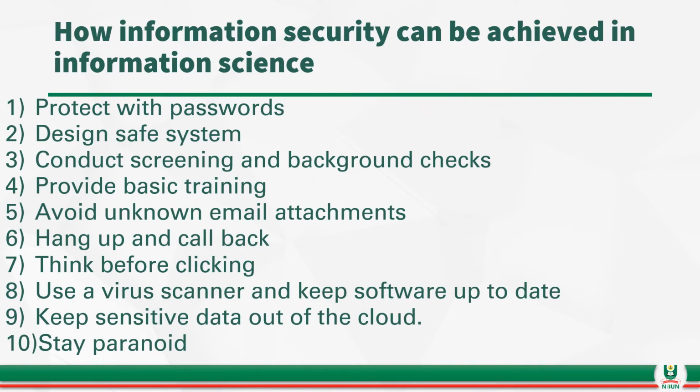There are 10 ways how information security can be achieved in information science. The first one is to protect with passwords. It is necessary to protect our phones, our laptops, our tablets with passwords so people cannot easily gain access to our information or things we have saved on them.